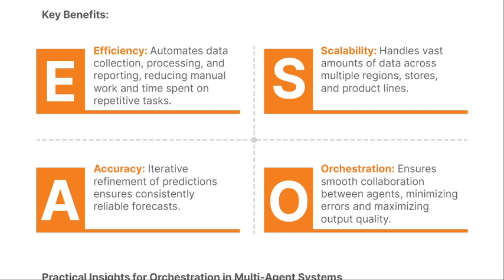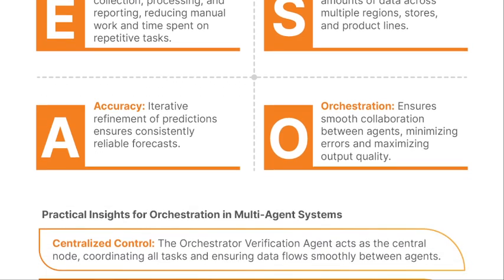Efficiency: automates data collection, processing, and reporting, reducing manual work and time spent on repetitive tasks. Scalability: handles vast amounts of data across multiple regions, stores, and product lines. Accuracy: iterative refinement of the predictions ensures consistent, reliable forecasts.